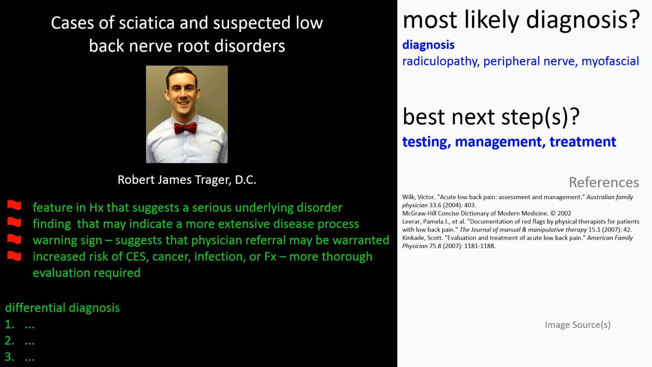I'd like to go through a few cases of sciatica and suspected low back nerve root disorders. For each case, we'll go through the patient's symptoms and identify any red flags or warning signs that would indicate a severe disease. We'll go through the possible diagnoses and come up with the most likely diagnosis in each case. We'll also go through a management strategy, including any additional testing that's needed and the treatment that may be provided. And all these cases are similar to those that we deal with in our clinic on a regular basis.